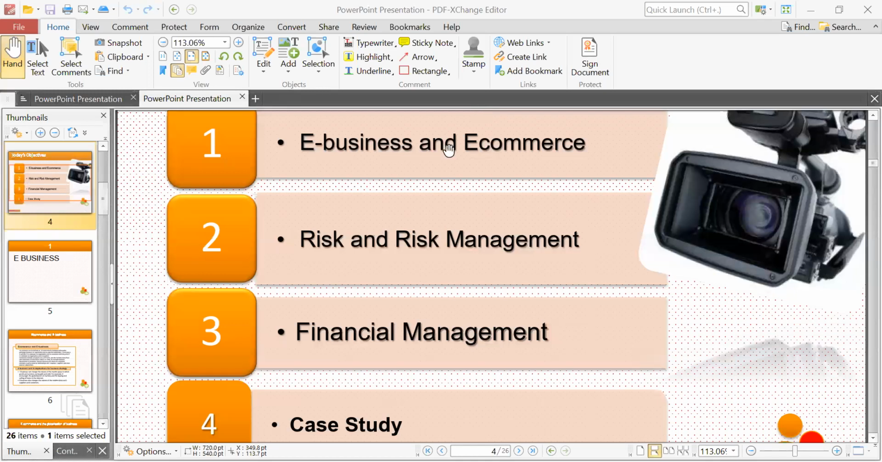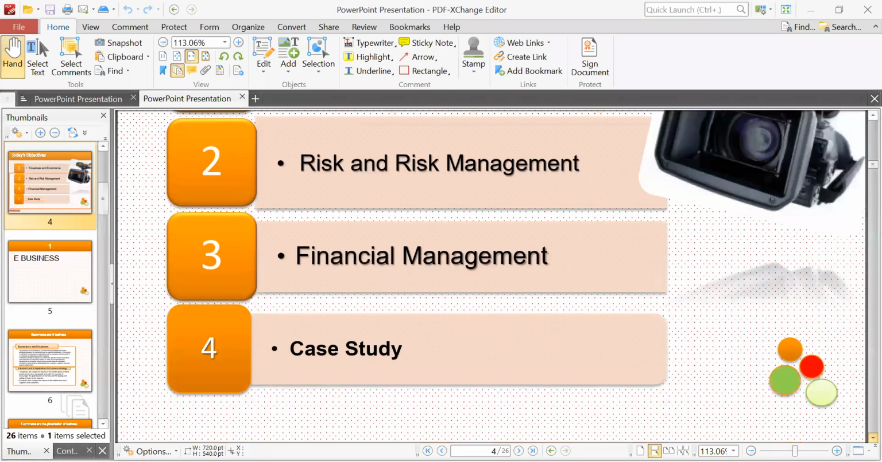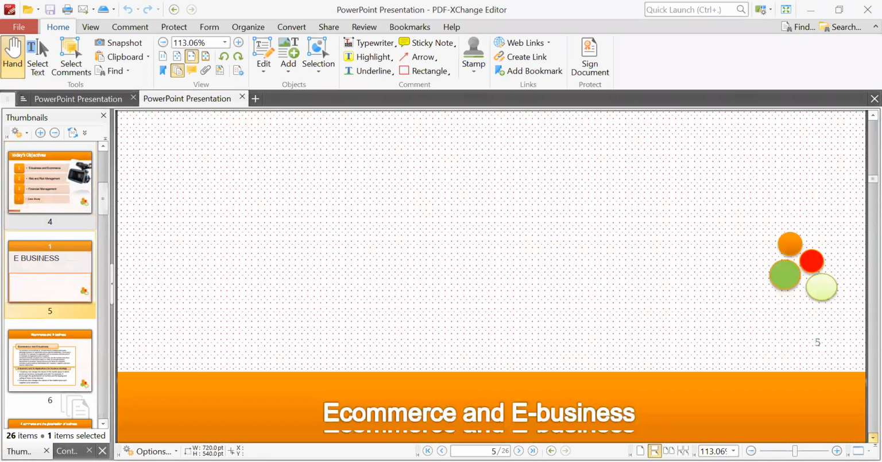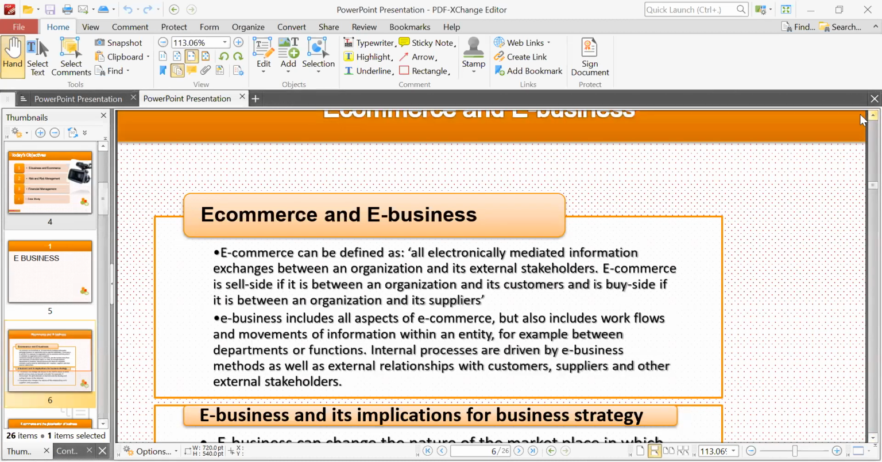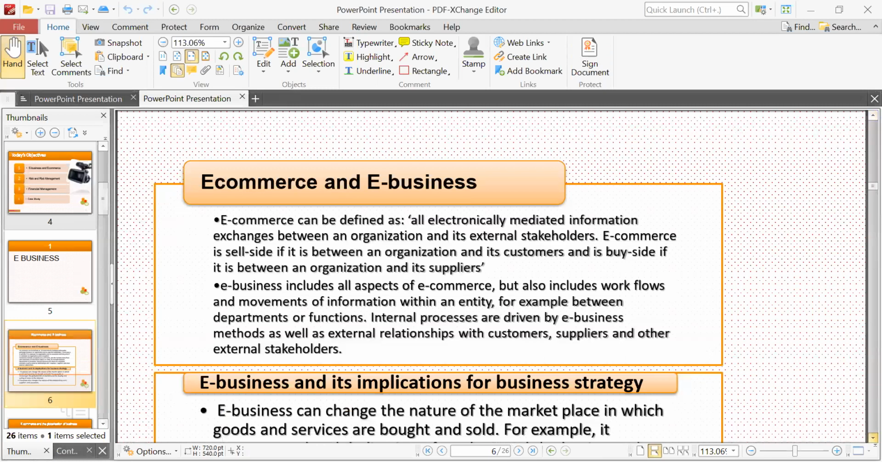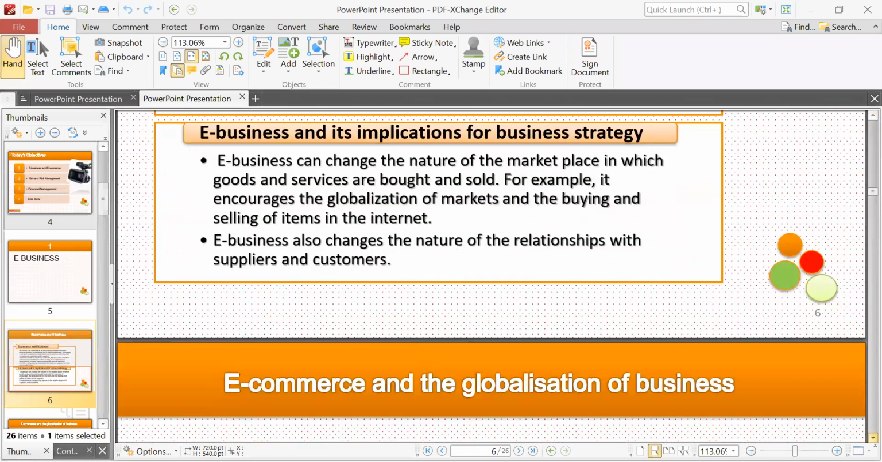Okay. So let's start with e-business and e-commerce. This is a question I'm throwing to the class. In your own words, what do you think is the difference between e-commerce and e-business? Do you think they are different, or are they the same? Your thoughts, please. There are no right or wrong answers. I'm just trying to see what you guys think.